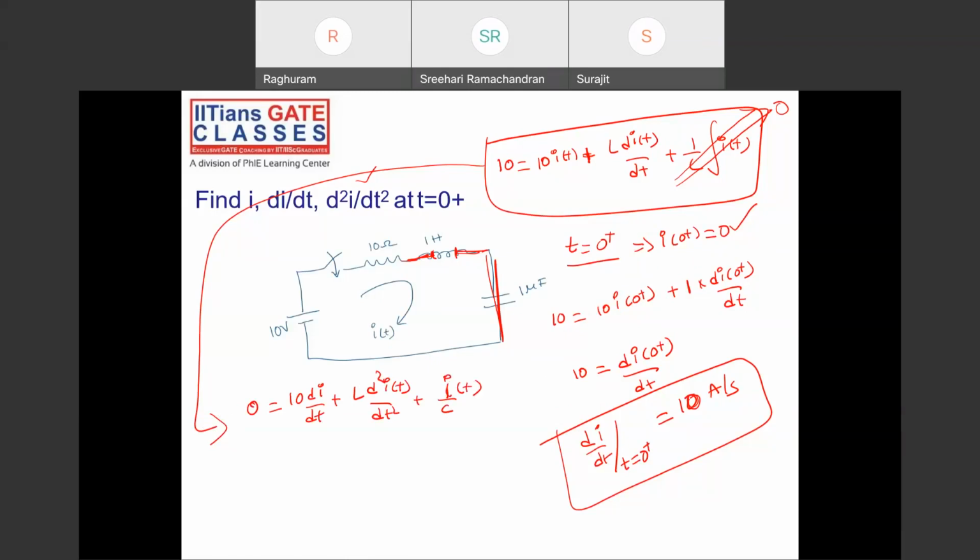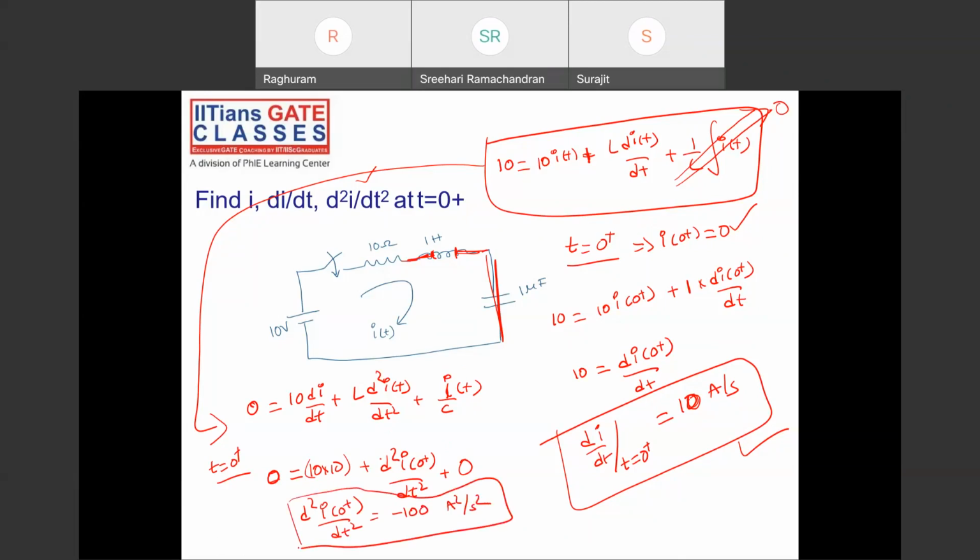So at t equal to 0 plus, what happens to this? 0 is equal to 10 into di of 0 plus by dt, which you have as 10, plus L, which is 1 Henry, into d square I of 0 plus by dt square, plus I of 0 plus by C, which is 0. So d square I of 0 plus by dt square is nothing but minus 100 amperes per second square.